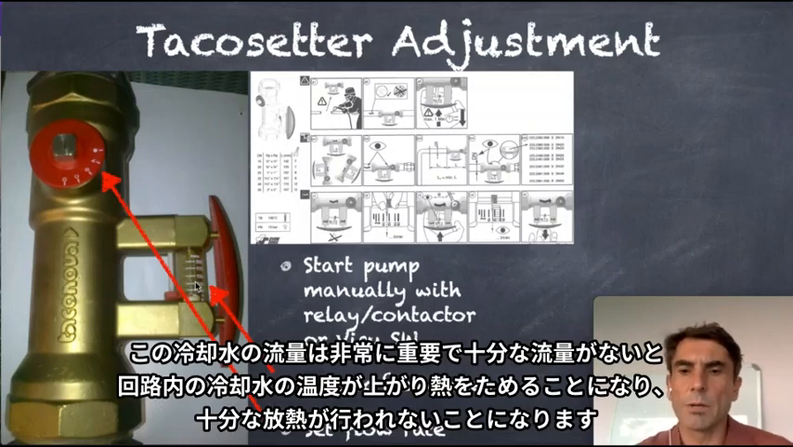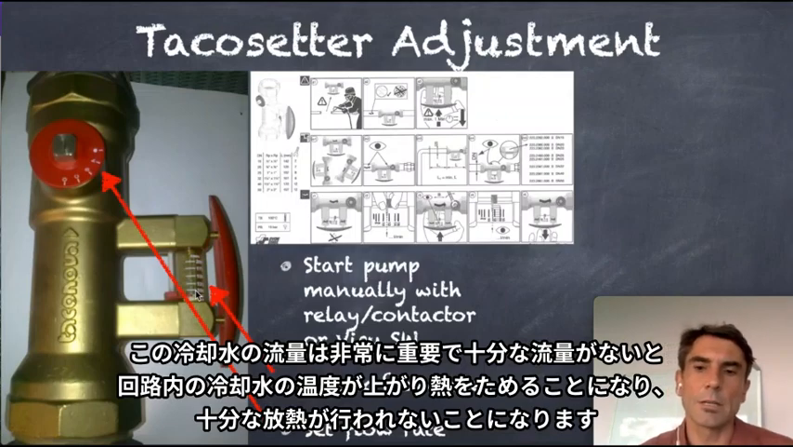The flow rate is very important, so we need to focus on that. If the flow rate is too slow, we get too much heat, too high a temperature, and not much flow through the system. So then the heat transfer cannot work properly.